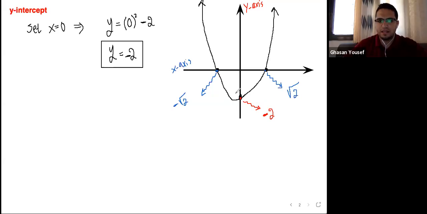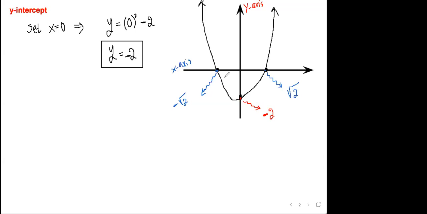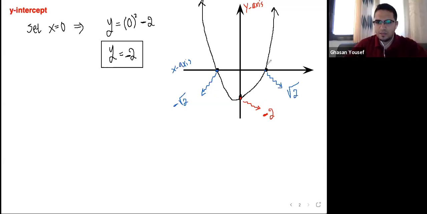Yes, like here, which point exactly? What do you mean? In terms of the x-axis, this is what I mean when I plug y equals 0. They give me the square root of 2 and minus square root of 2. And here when I plug x equals 0, they give me minus 2. This is another meaning for the y-intercept.